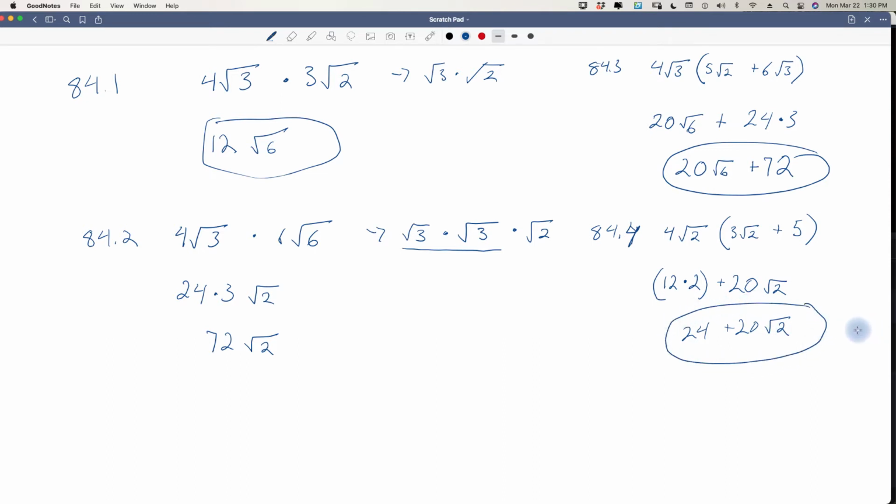And you can see how simple that is. You just take your whole numbers to your whole numbers and your radicals to your radicals. And if there's not a radical, you just drop it down. And that's all there is to that. All right, that's all we had on radicals.